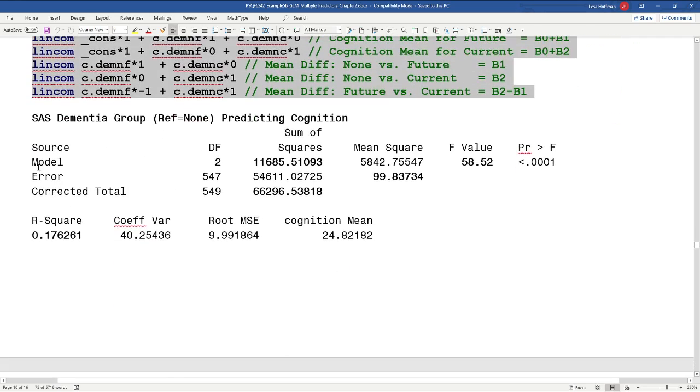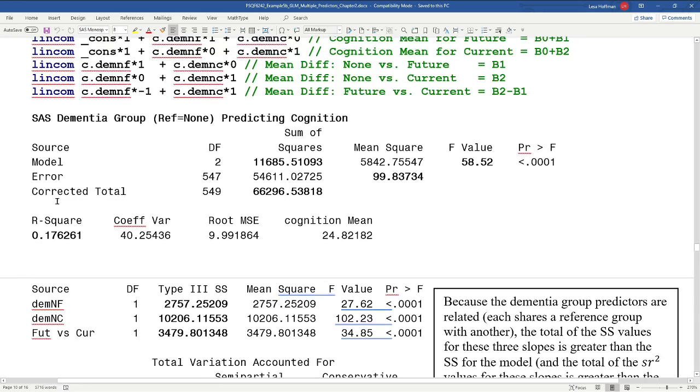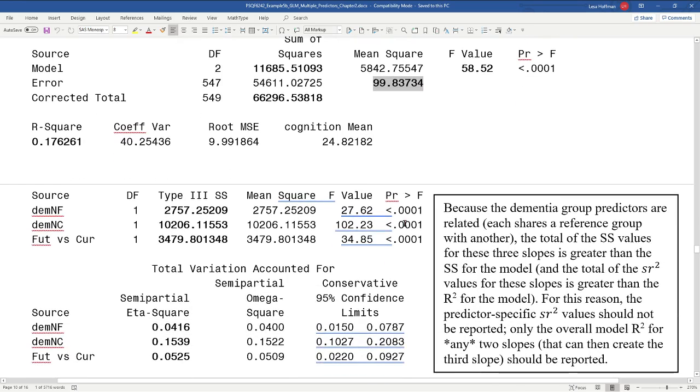So the model then is no longer just the same as one of the slopes. The model requires both slopes. The model is significant. So 58 for our test statistic for the model is significant. Here's my effect size. The model of dementia group differences has accounted for about 18% of the total variability in cognition. The amount of variability that remains is about 100. So a good healthy effect size.